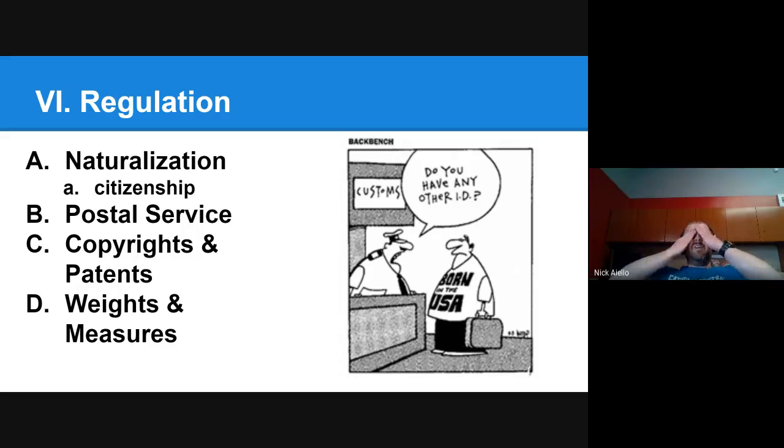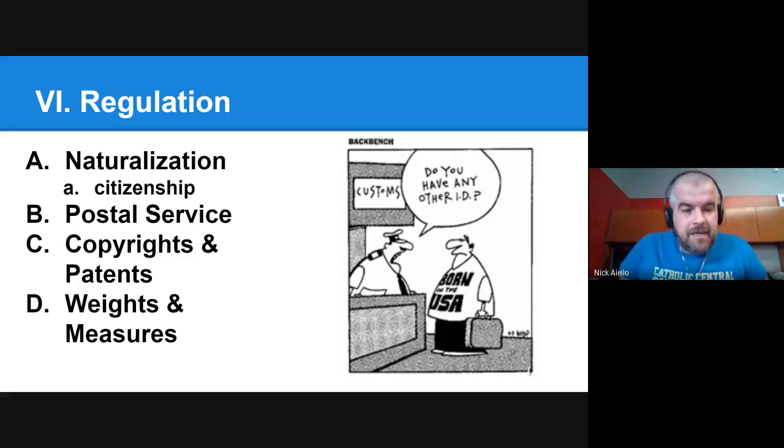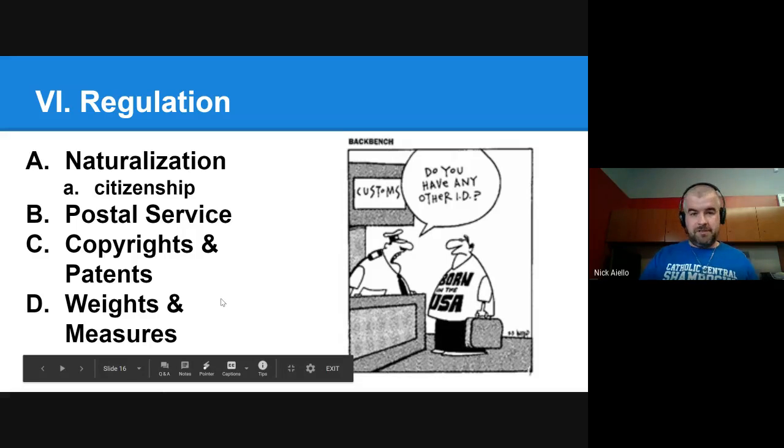Weights and measures. The national government sets our weights and measure system. So a pound is a pound in any state. A mile is a mile in any state. We use the standard American version. We do not use the metric version, which basically the entire rest of the world uses. And that's probably how it'll be forever, because it would be too costly at this point to switch over to metrics.